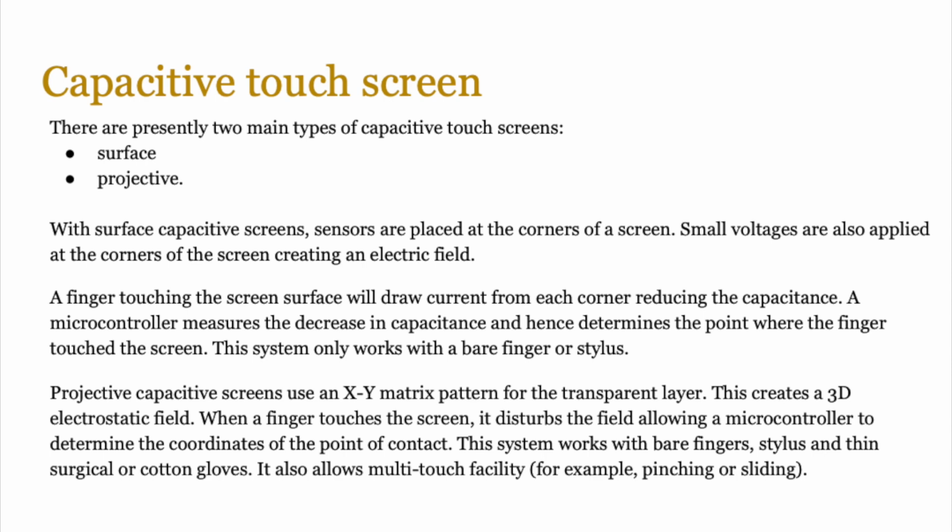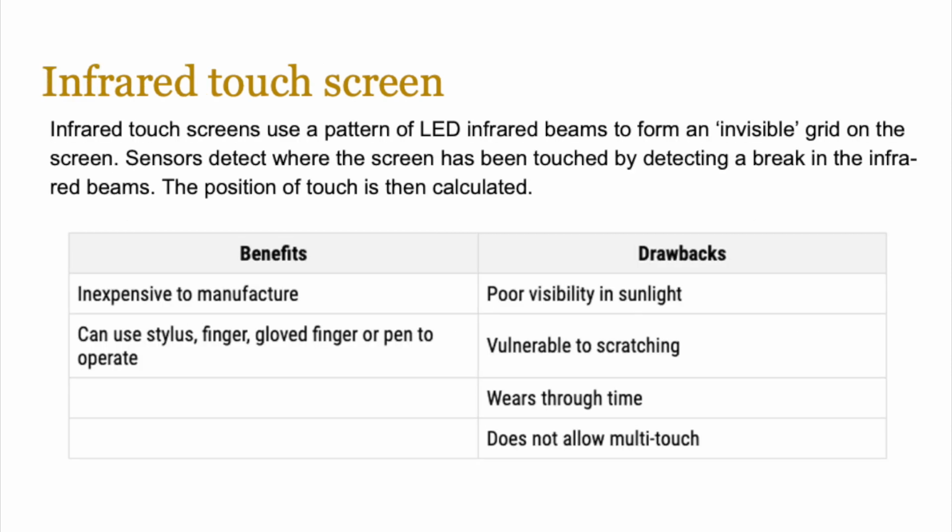So when a finger touches the screen, it disturbs the field, allowing a microcontroller to determine the coordinates of the point of contact. This system works with bare fingers, stylus, thin surgical or cotton gloves even, and it allows multi-touch facility, for example, pinching or sliding to happen as well. With the advent of strong glass technologies like Gorilla Glass, this is now becoming the preferred option of touchscreens in mobile phones and tablets. Next up is infrared touchscreens.